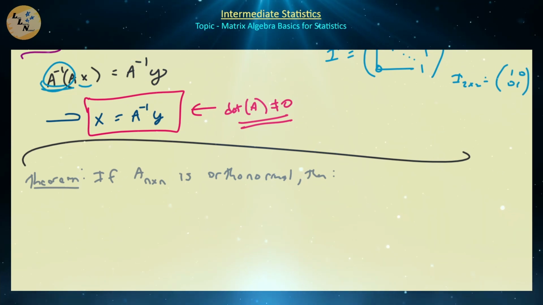So what does it mean for a matrix to be orthonormal? All of the columns are unit vectors and all of the columns are pairwise orthogonal to each other. So if you take the dot product between any two different columns, you should get 0.